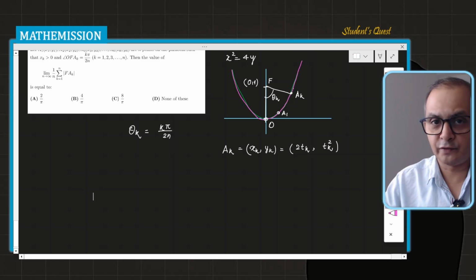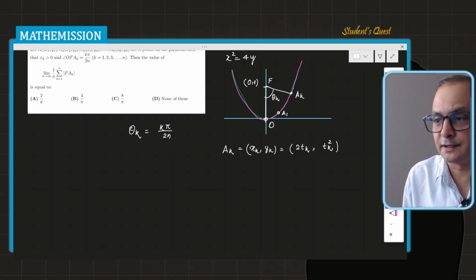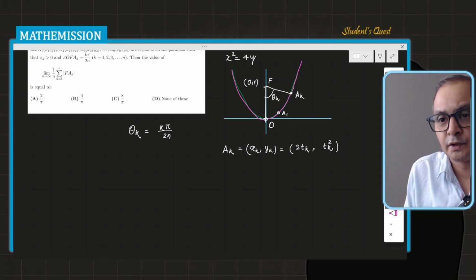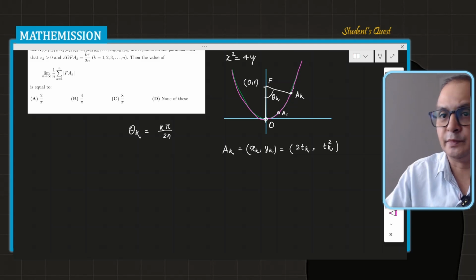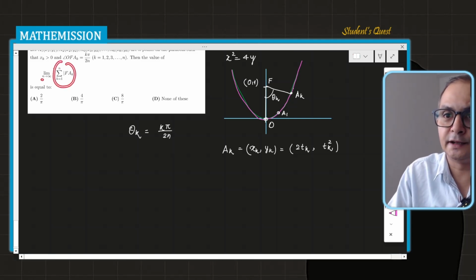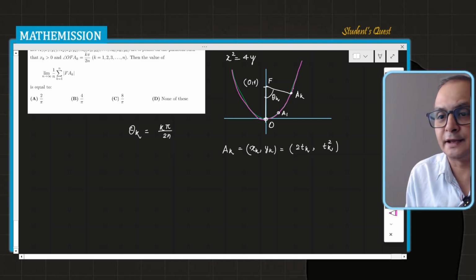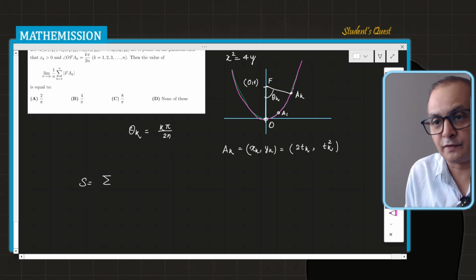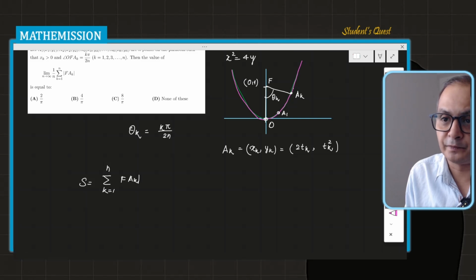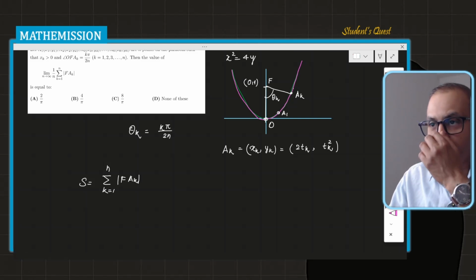So now notice what we need. Actually we need the summation of this term here, and then we are taking the limit. So I'm writing the summation first, and then the simplified form of this we will put in the limit, and then we find the limit. So I have the distance of AK from this. All that I have to find out is this AK.